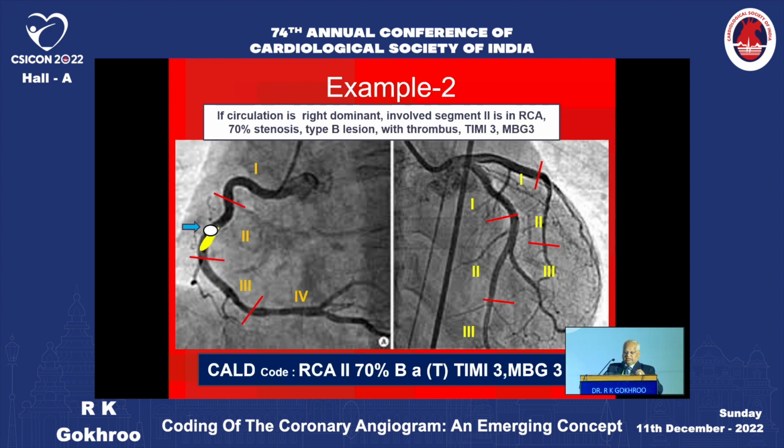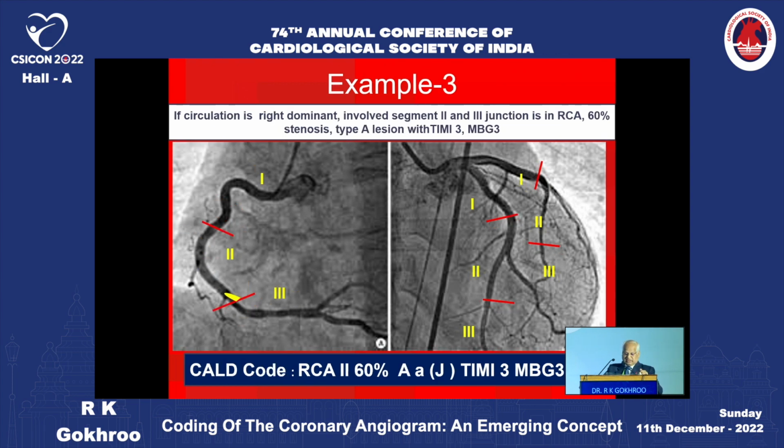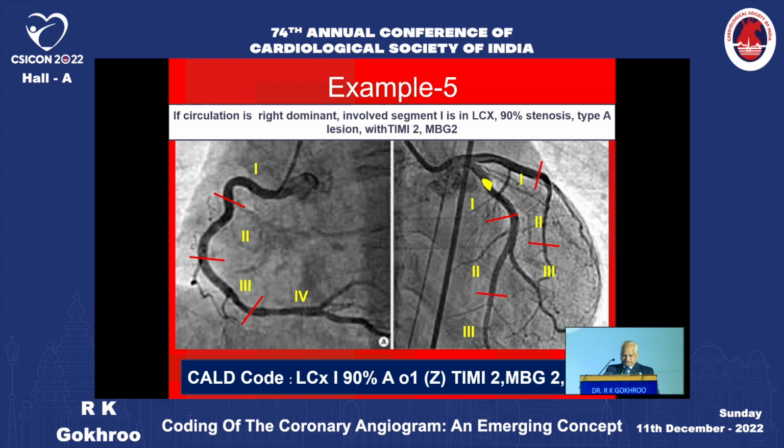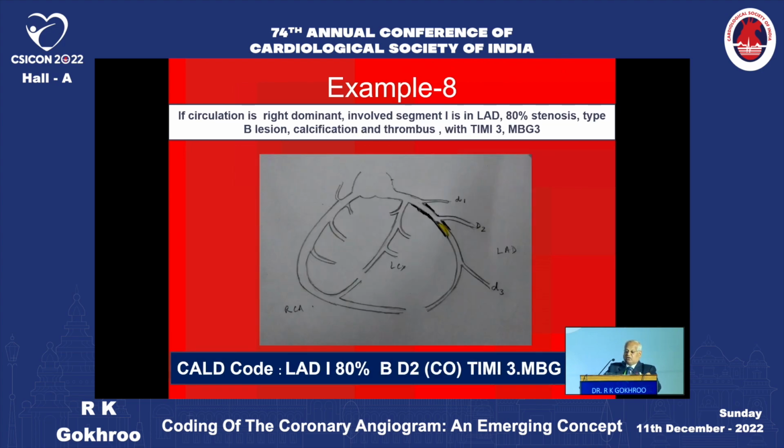coronary angiogram looks like. These are the various examples where the code has been shown. For example, in this fifth one, the vessel is circumflex, first segment, 90%, type A lesion, there is a small obtuse marginal, and there are no associated features, TIMI 2 flow, myocardial blush 2, and right dominance. Likewise, we can define all of them.